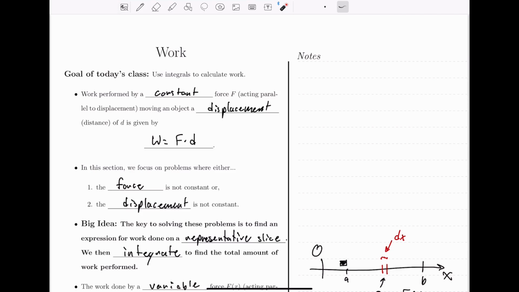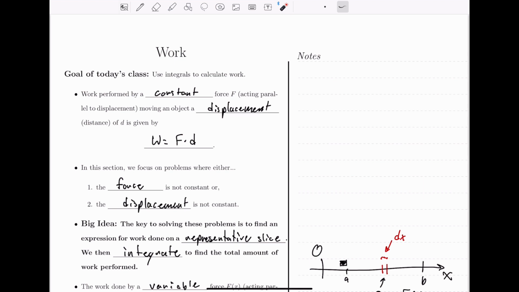Let's continue our discussion of work. We're using integrals to compute the amount of work performed by either a variable force, or we want to consider problems where maybe the force is constant, but the displacement of the object is not constant. And this might seem a little bit strange. How can we move an object at a non-constant displacement?